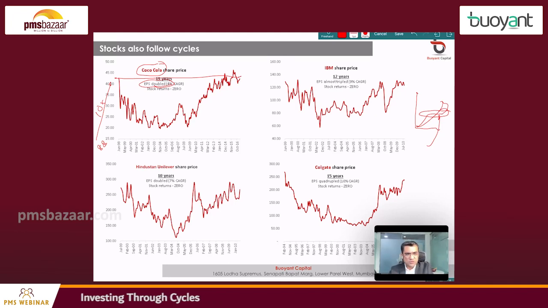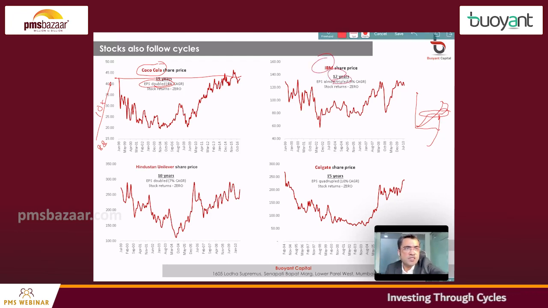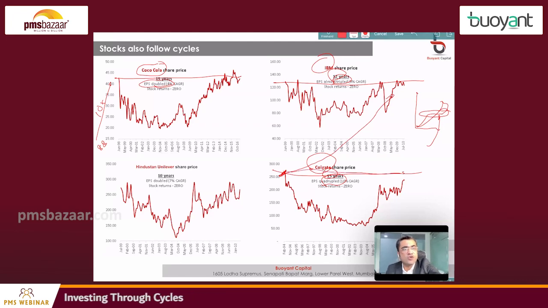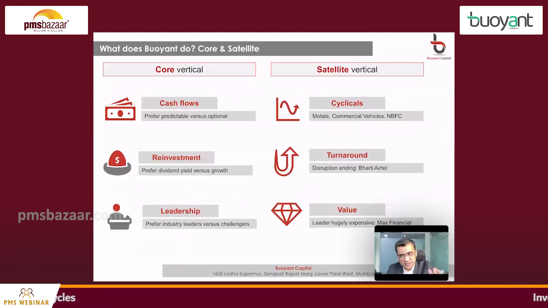Because as consumers, we know what we pay for, the stuff that we buy is important. But as investors, we often tend to forget that and start believing in narratives and theses, which essentially leads to this performance. IBM, 12 years, EPS tripled, stock returns zero. The bottom two are Indian companies. Colgate, 15 years, EPS quadrupled, stock return is still zero. So imagine if you are buying Colgate here, and you will see your EPS go up 4x, but the stock price is going nowhere. And that is essentially this phenomenon. So if everything is operating in cycles, the way we think we should operate is also to invest through cycles.